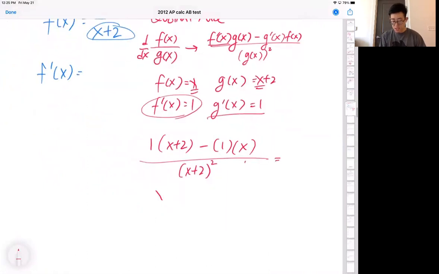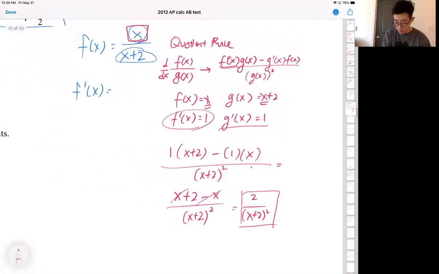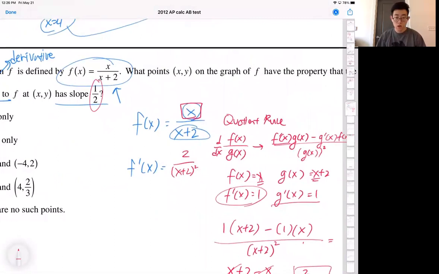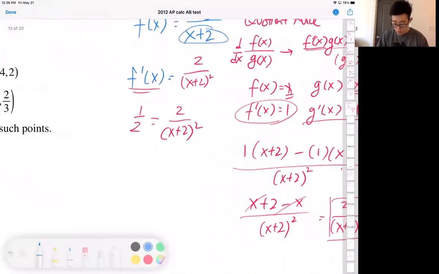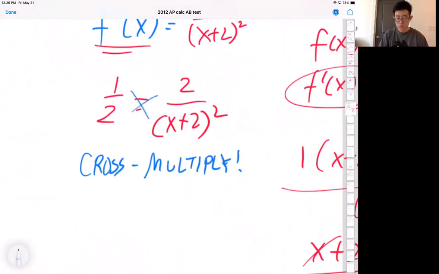And so what that would give me is x plus 2 minus x over x plus 2 squared. You can cancel out the x's because they disappear. And 2 over x plus 2 squared, that should be your derivative function of f of x. Now the goal is having a slope of 1 over 2. So then you want to set the derivative equal to 1/2 and solve for x, which actually gives you the solution. This is a fraction equal to a fraction, and whenever you see this, all you've got to do is cross multiply. So then cross multiplying that way states that x plus 2 squared is equal to 4.